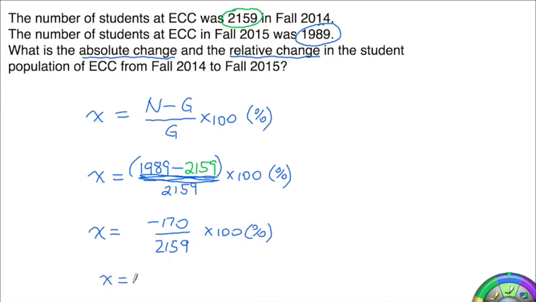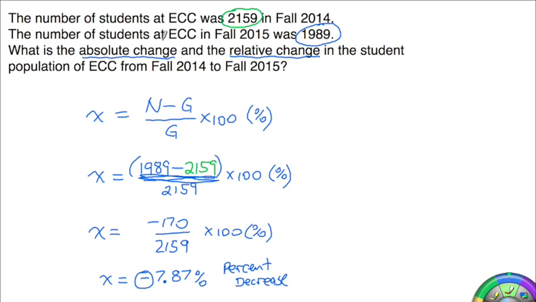So let's just finish it off on the calculator. Divide by 2159 times 100. This turns out to be negative 7.87 if I round to the nearest hundredth of a percent. Now the negative here represents a percent decrease, kind of like a sale. But I haven't answered my two questions. I went through and used the formula that I just created, so it seemed like a natural step. But these two questions are actually kind of important.